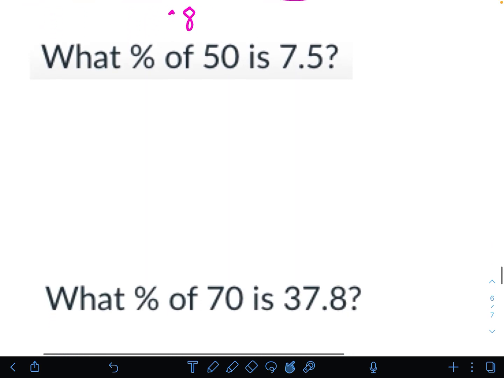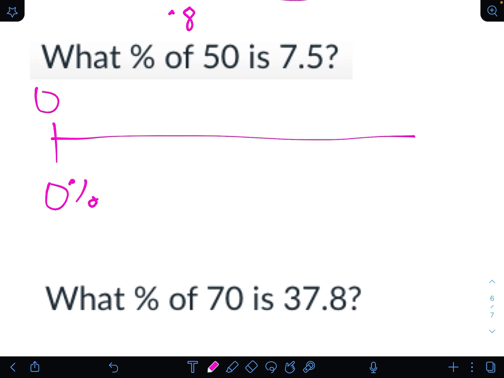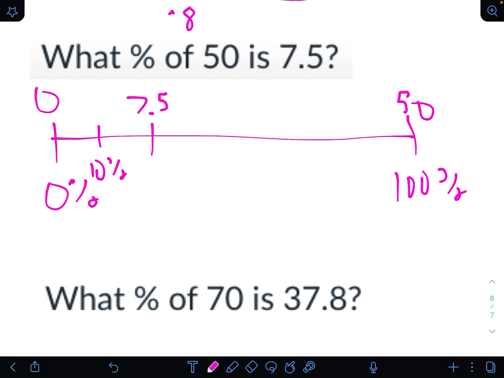Let's look at this one. What percent of 50 is 7.5? Ooh, a decimal. That's scary. So we know 0% is 0, and we know 100% is 50. So what percent of 50 is 7.5? I don't know. What if I just find 10%? Okay, that's going to be somewhat close. So 10% is 5.